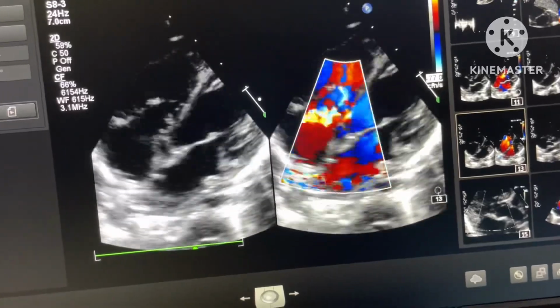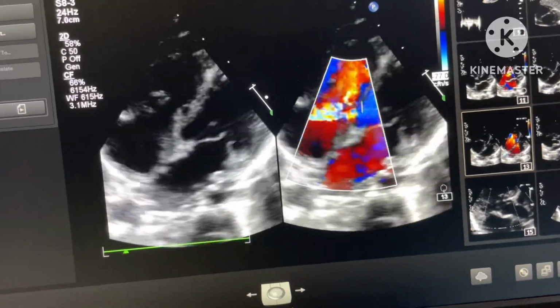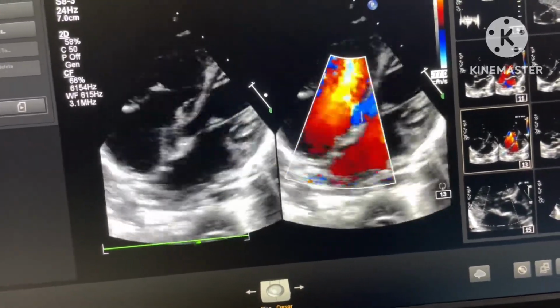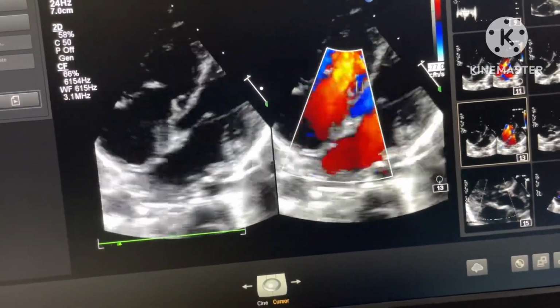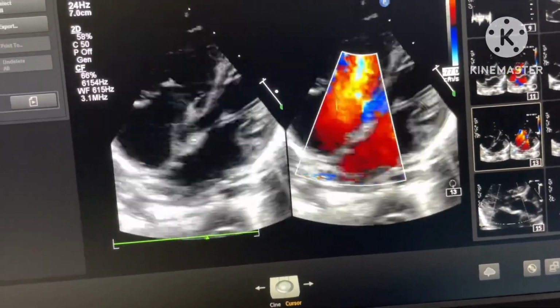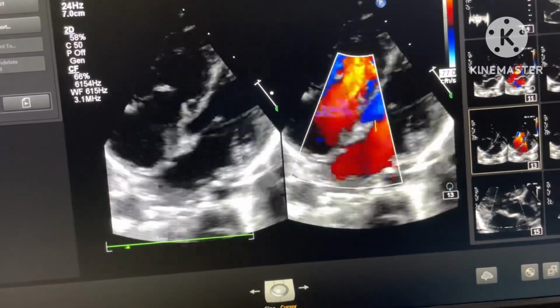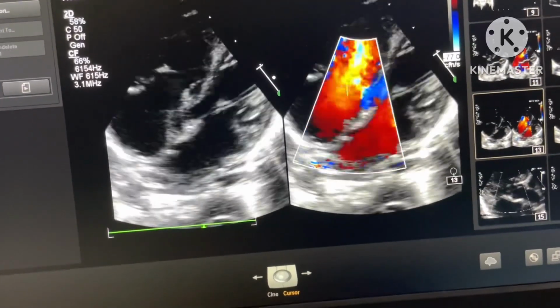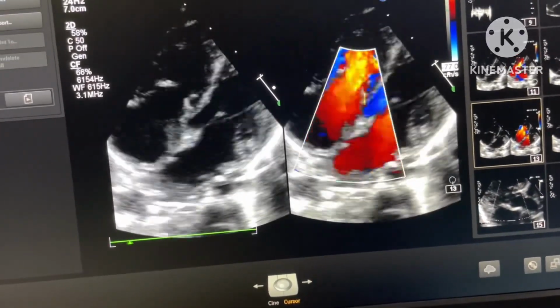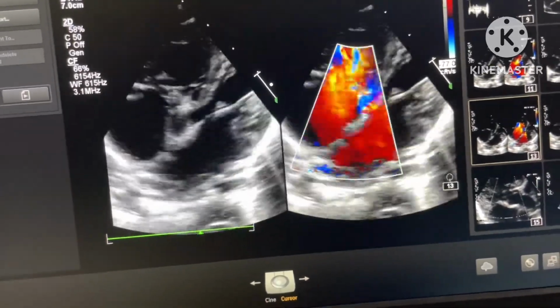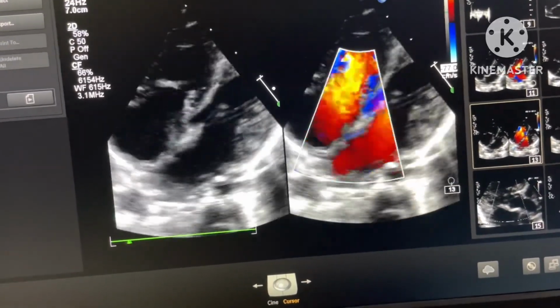You see this in this image. Flow is coming from left ventricle, and it is going into right ventricle and also going into right atrium. So this is perimembranous VSD with Gerbode defect. So VSD with Gerbode defect.